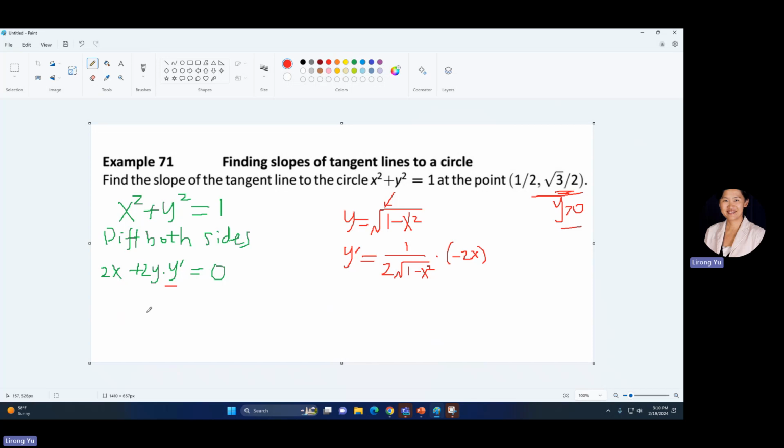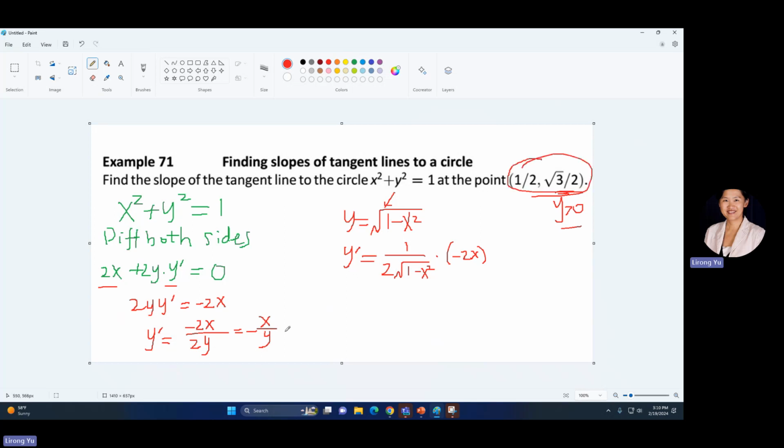So if you want to find the y prime, you move the x term over. So we have 2y y prime equal to negative 2x. And therefore y prime equals, we divide by 2y, negative 2x over 2y. And cancel the 2, you have negative x over y. That's the derivative. And we need to know the derivative.